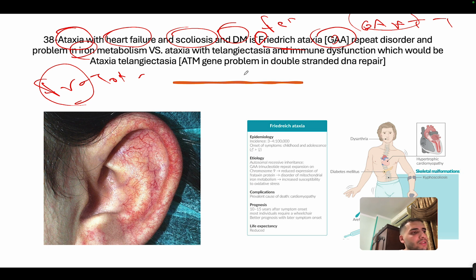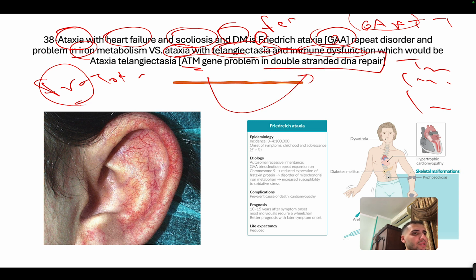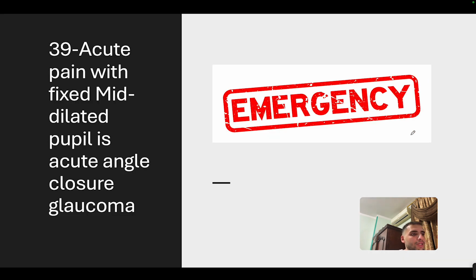So it's a problem in the iron metabolism, okay? Now, don't confuse it with something called ataxia telangiectasia. Ataxia telangiectasia is problem with immune dysfunction, and you would see telangiectasia, of course, associated with ataxia, and also tumors, lymphoma and leukemia. And this ataxia telangiectasia is problem in the ATM gene, which is associated with repairing double-stranded DNA, okay? Both of them are different. So this one is ataxia telangiectasia, this one is Friedreich ataxia here, okay?